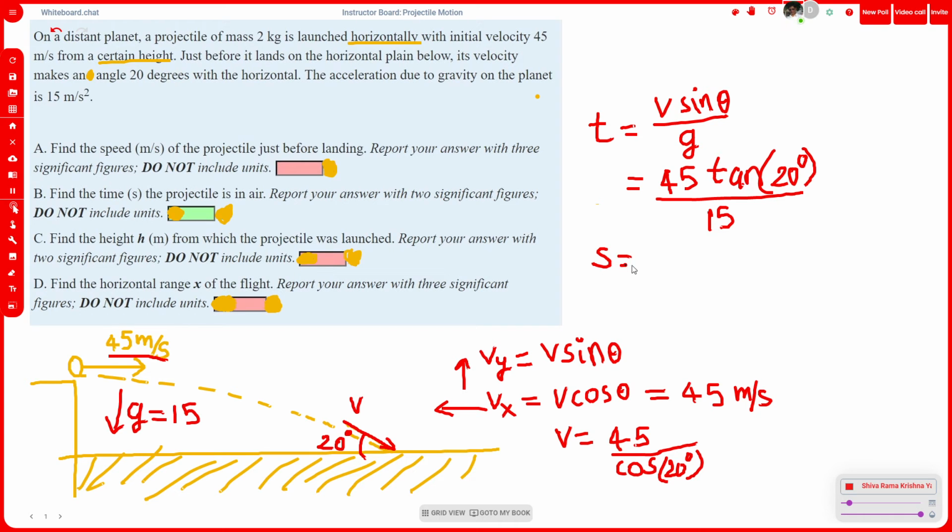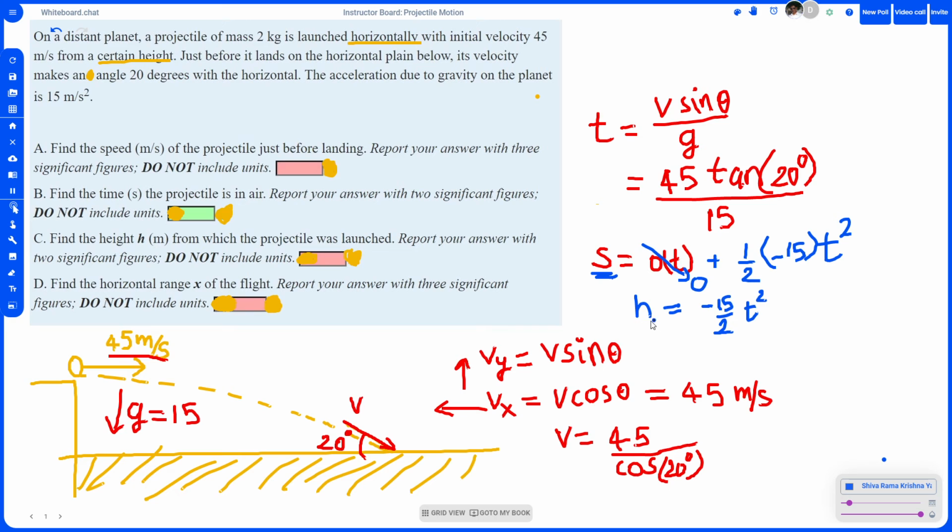Distance or height s is equal to ut, and what is initial velocity? 0, because we are considering the y direction only. So u is 0, and t we can substitute, but it does not matter. Let's not care about it. Ut plus half at squared, and what is a? A is minus g, which is minus 15. So you can calculate this and plug in the t value here, and this is just 0. So here we get the height is equal to minus 15 by 2 t squared.